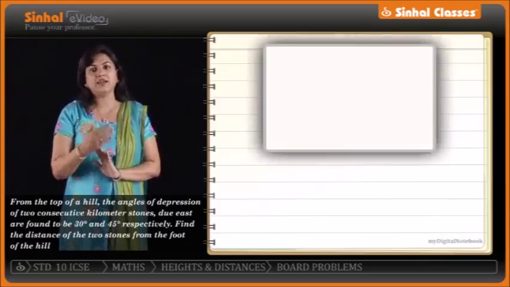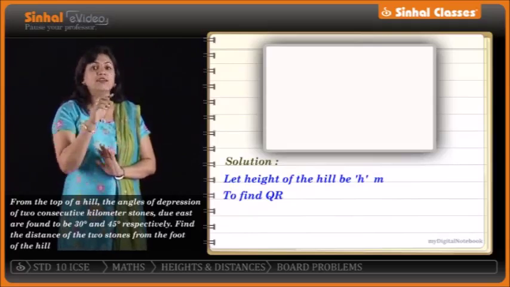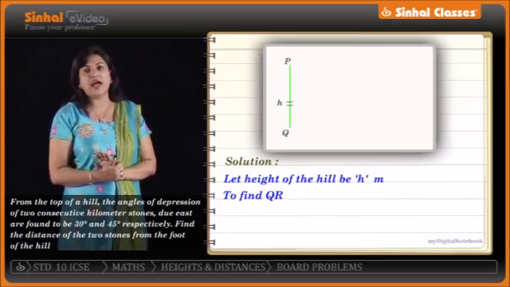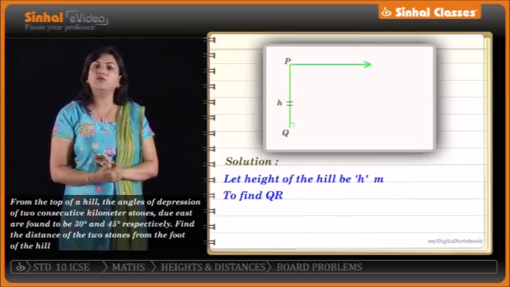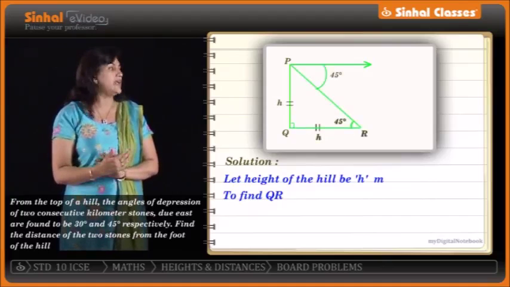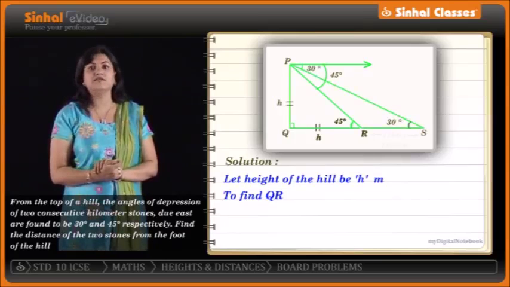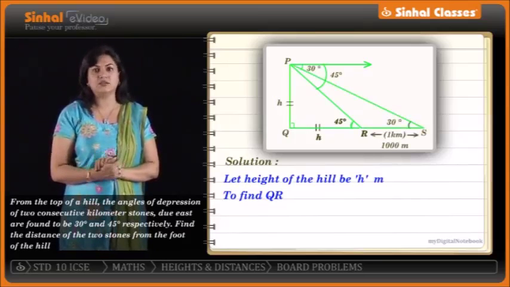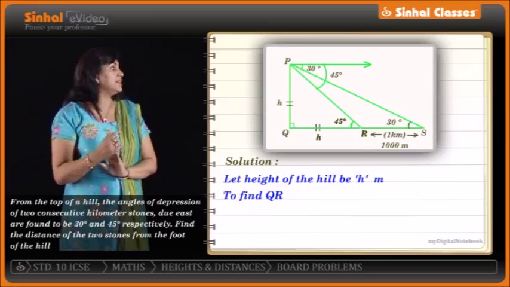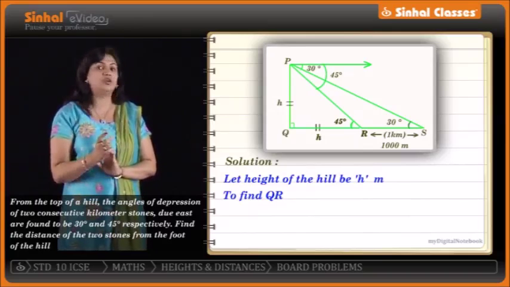Now let us take the height of the hill as h, which is QP. We draw the figure, we take QP as the height, and we are given angles of depression. But we know that numerically angle of depression is equal to angle of elevation. So we draw the figure as angle PRQ is 45 degrees and angle PSQ as 30 degrees. Now distance RS will be 1 kilometer, that is 1000 meters. Here we want to find the distance of the two stones from the foot of the hill, that is to find QR. Now we have two right angle triangles.